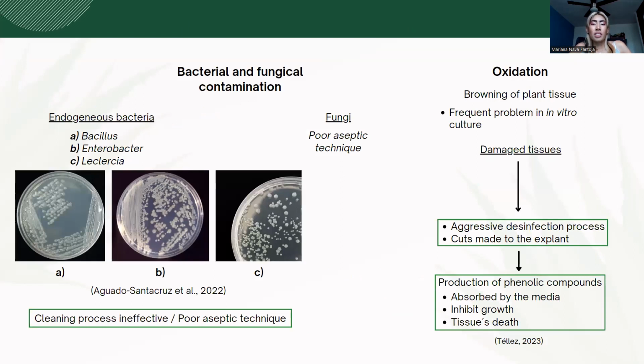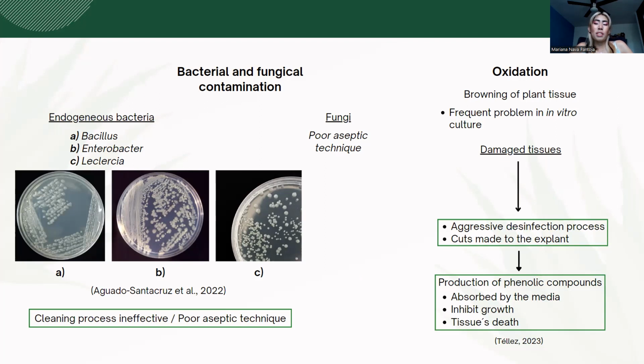So we had a lot of bacterial contamination, and this was present in the first methodologies in all of the explants, which leads us to believe that it was endogenous bacteria. This bacteria, in the case of Agave salmiana, is Bacillus, Enterobacter, and Lelliottia. We also had fungi, but this was only present on a handful of explants, which leads us to believe that it was due to poor aseptic technique.